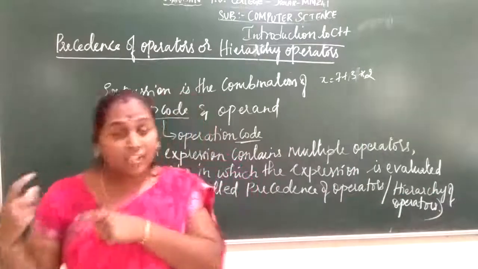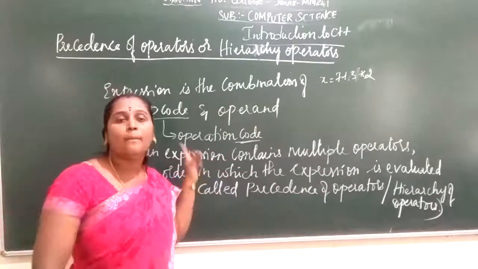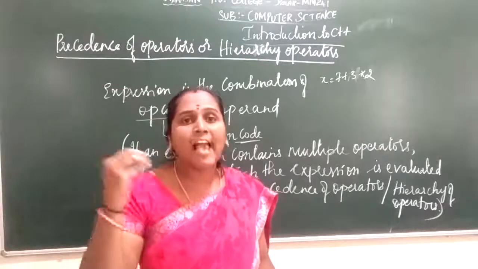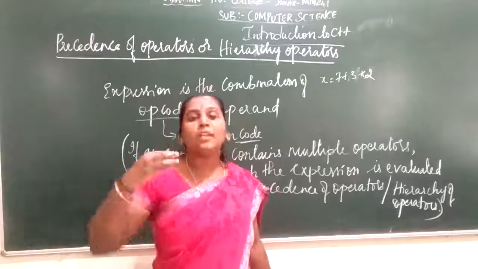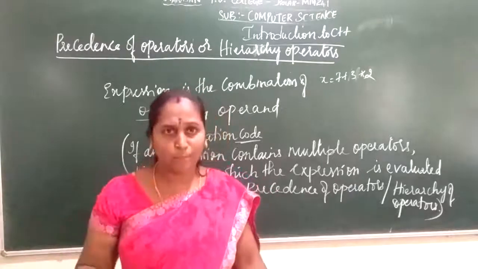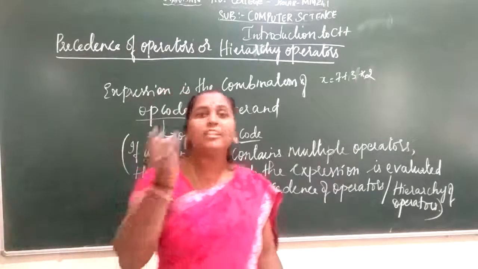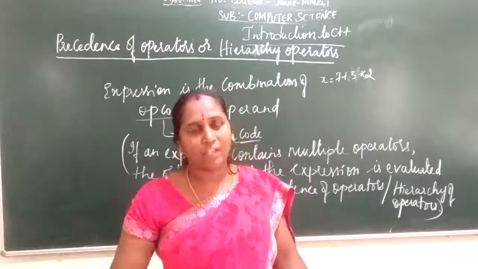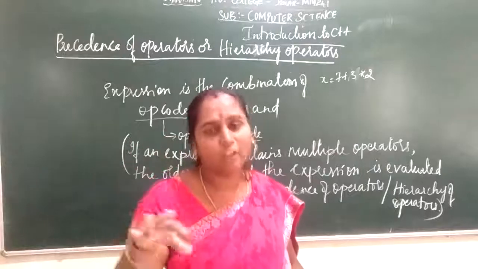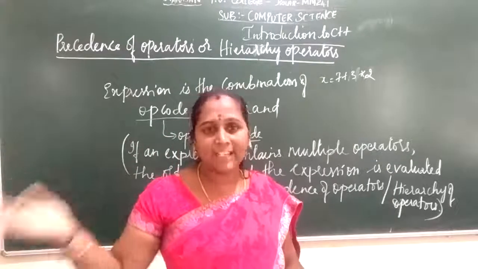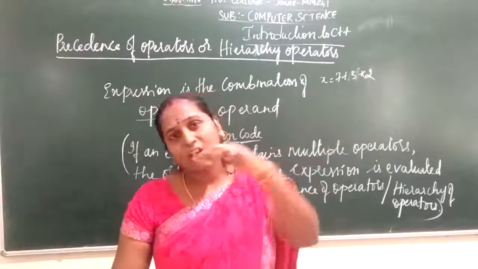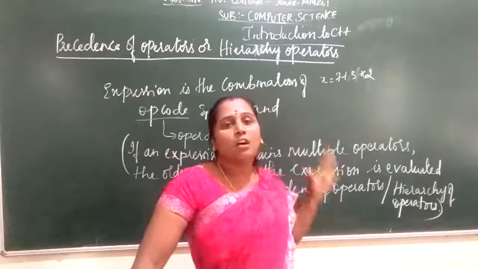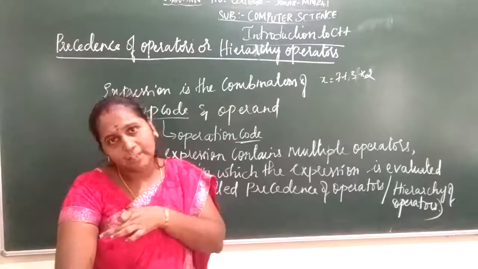So the order in which the expression is evaluated we call the precedence of an operator. Each operator will have its precedence. What is precedence? Priority. The priority given to the operators. So each operator has a different priority. For example, multiplication will have a higher priority when compared to addition. Multiplication and division have the same priority, which is higher than addition and subtraction. So multiplication and division take the first priority. The next priority is given to addition and subtraction. So each operator will have its different priority.